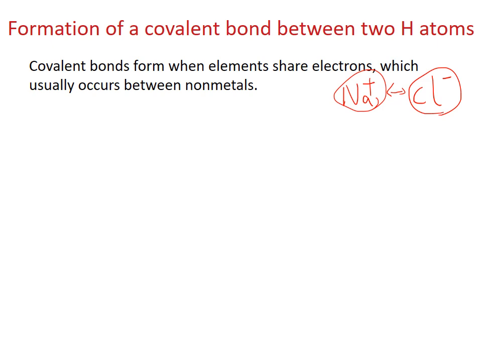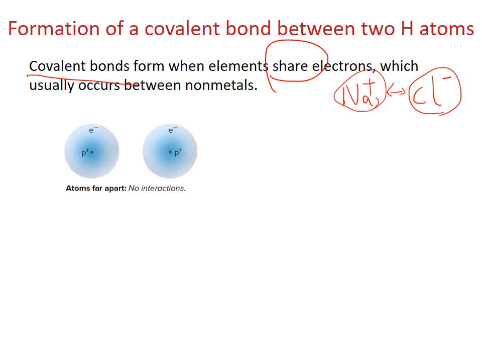Now there's another type of bonding called covalent bond. Covalent bonds form when elements share electrons, which usually occurs between nonmetals. So the electron is not lost from one atom to another atom. Instead, it's shared between the two atoms.